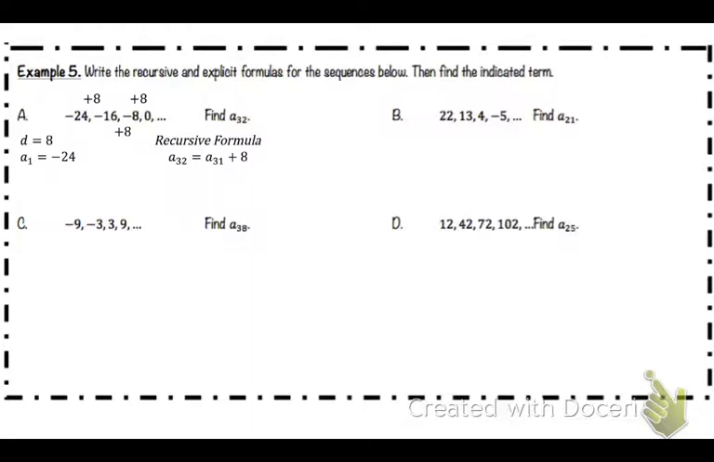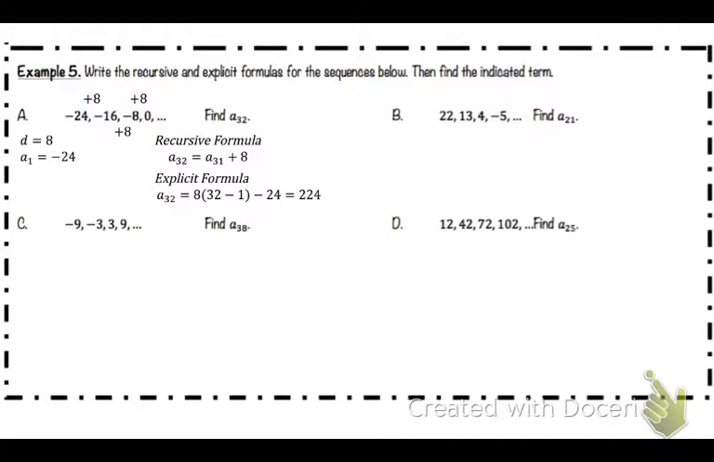So my recursive formula here, we're asked to find the 32nd term. So that's going to be a of 32 equals a of 31 plus 8, so plus the common difference. And if you wrote that as a sub n equals a sub n minus 1 plus 8, that's also fine. I really don't care. Okay? And then the explicit formula is a sub 32 equals 8 times 32 minus 1 minus 24, which equals 224. So the 32nd term is 224.